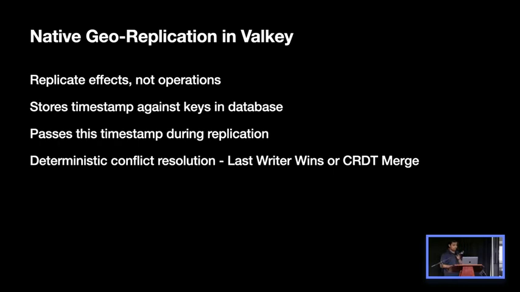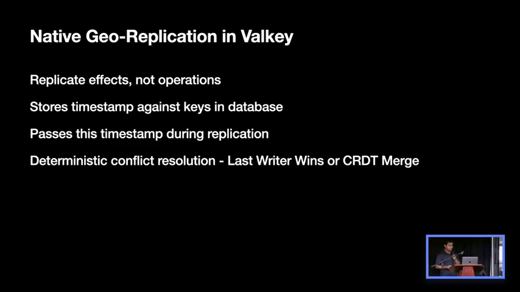Doing this in Valkey would allow additional metadata to be stored per key. For example, you can store a timestamp of when the key was last updated or any other sort of notion of time. This timestamp can then be passed around during replication and can be used to decide the winner deterministically in the case of conflicts. This is a common way to implement last writer wins semantics, and this is used in many other databases.